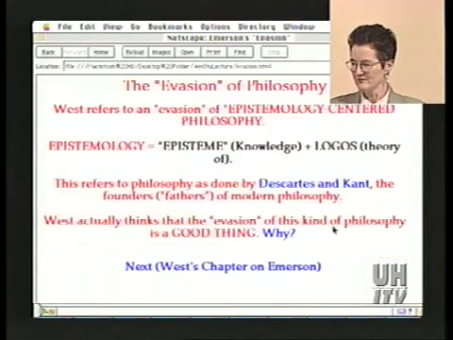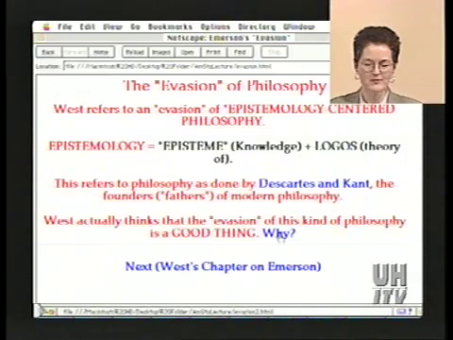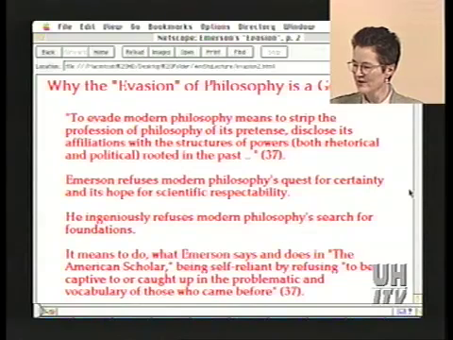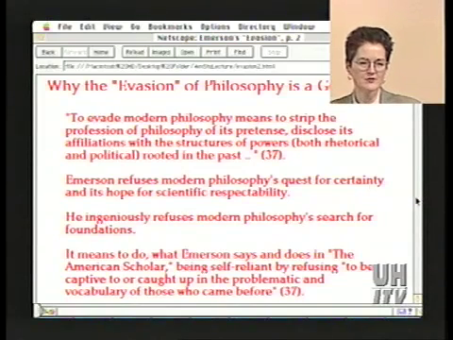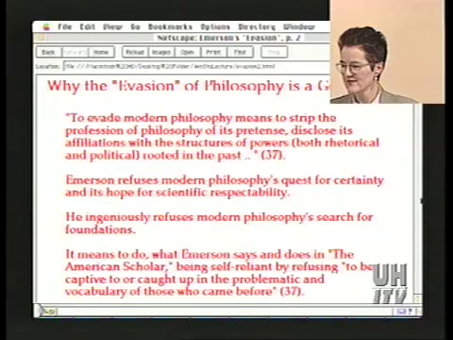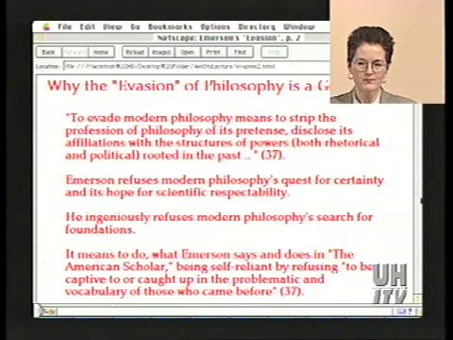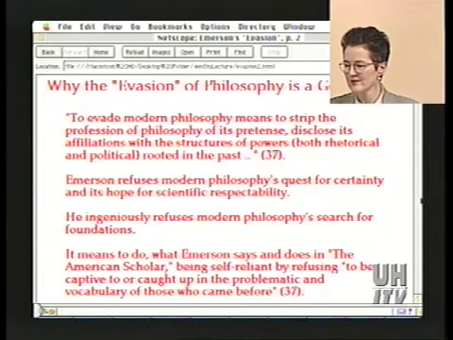Okay, let's go back then to Emerson's evasion. Now, West actually thinks that this evasion of rational modernist philosophy in the form of Emerson is good. Let's look at why. Why is the evasion a good thing? And I have some quotations where West explains his view on this. Quote, "To evade modern philosophy means to strip the profession of philosophy of its pretense, disclose its affiliations with the structures of powers, both rhetorical and political, rooted in the past." Emerson wants individualism and individuals to look to themselves to stimulate their own kinds of creativity and their own questions.